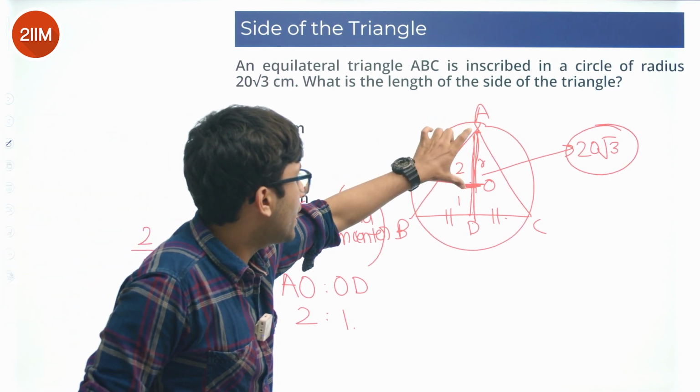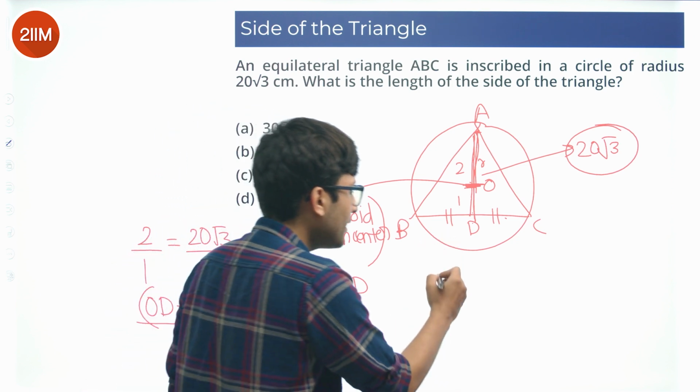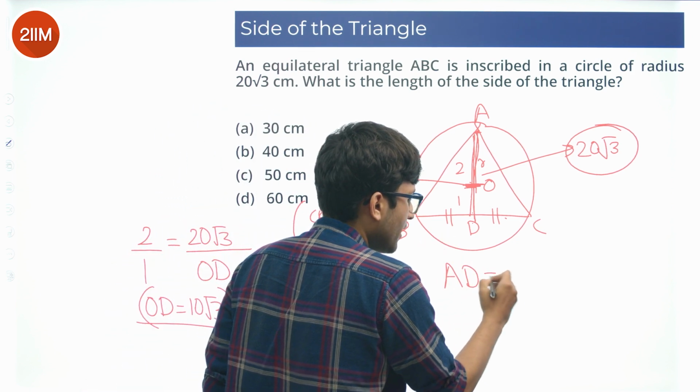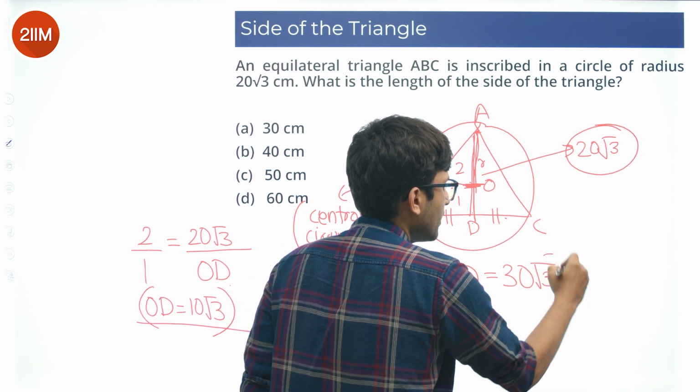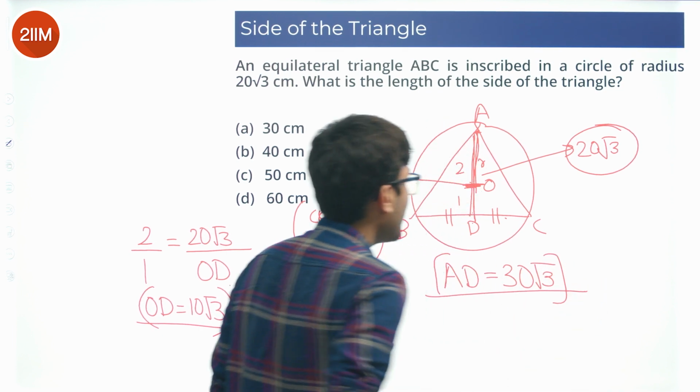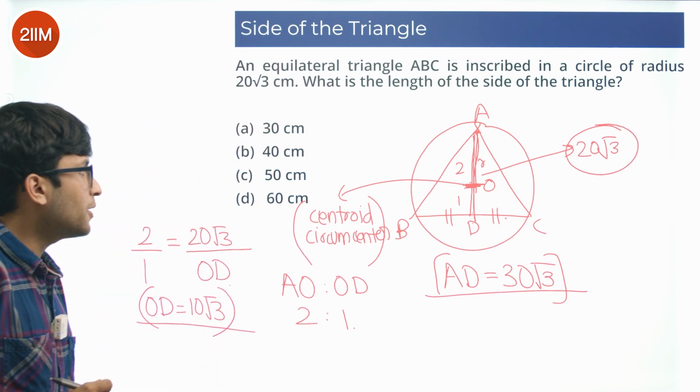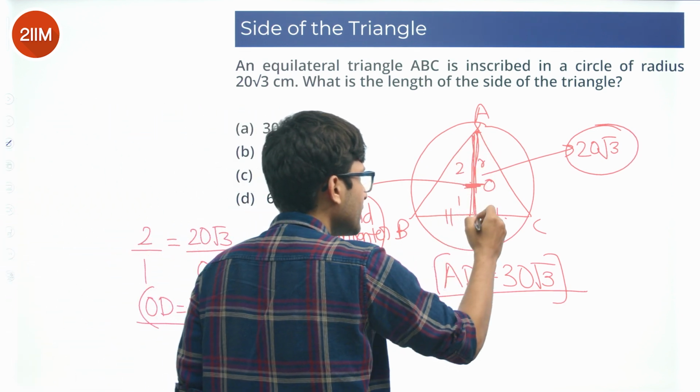I know the length of AO is equal to 20 root 3. The length of AD will be 20 plus 10, which is 30 root 3. This would be my value. Till this point, is it clear? Let's continue.